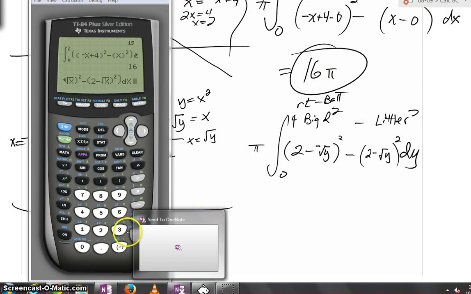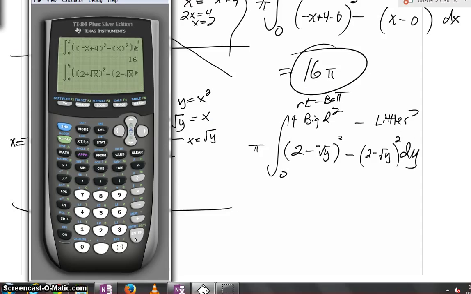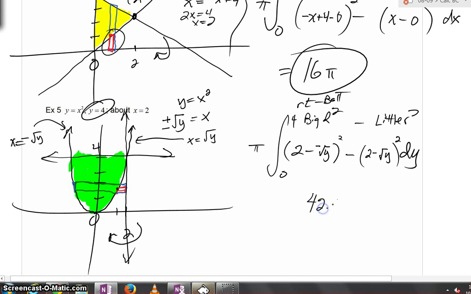And, oh, I'm having technology problems. It's thinking. We're in a race for time. Let's see if we can change that. 42.666 pi. So that's how we work that out.